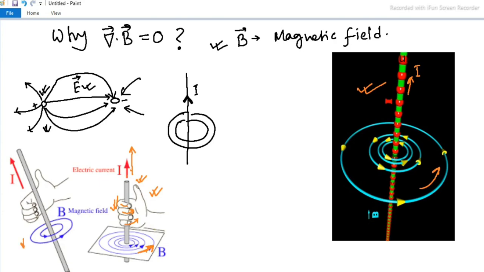If the current is flowing downward, your thumb will be downward, so obviously the direction of the magnetic field will be reversed. This is the direction of your magnetic field, and we can determine it using the right hand thumb rule. This is basically your right hand rule.